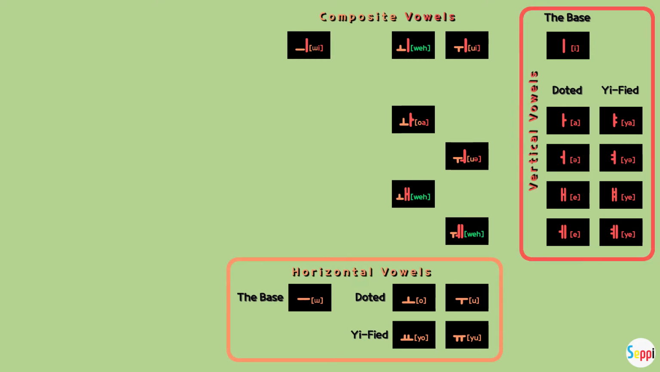Whether a vowel has a vertical line or a horizontal line dictates where a vowel belongs to. In other words, if a vowel is built upon a vertical line, it is a vertical vowel, and same applies to horizontal. Composite vowels can be made by merging a vertical one and a horizontal one together.